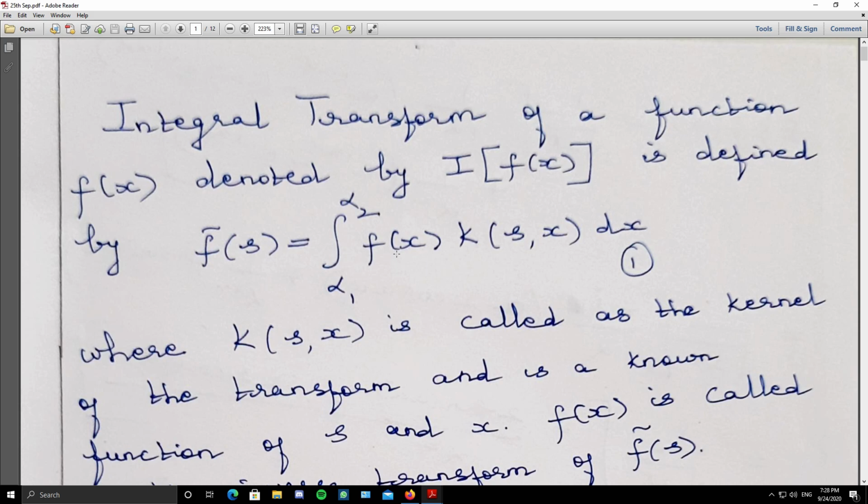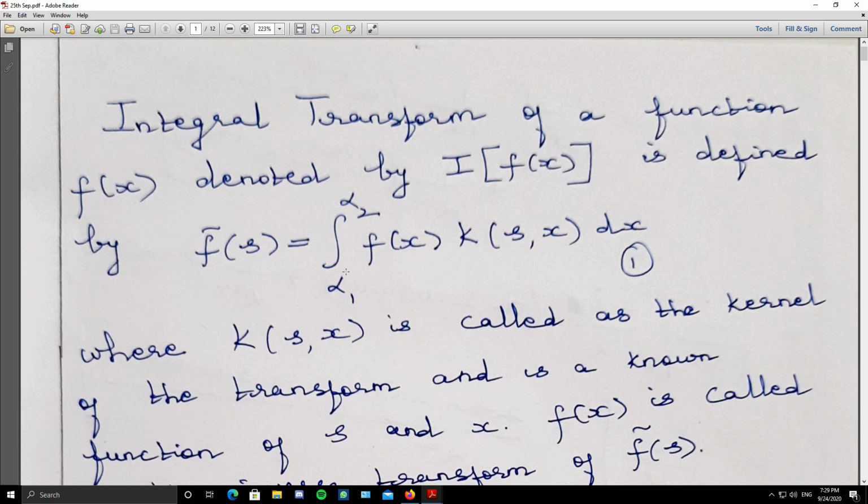So f of x is the given function and k of s x is called the kernel of the transform. So kernel is in your hands. You can decide the kernel function. f of x is a given function, not in your hands, but the kernel is in your hands. So this k of s x is called the kernel of the transform. It is a function of s and x.